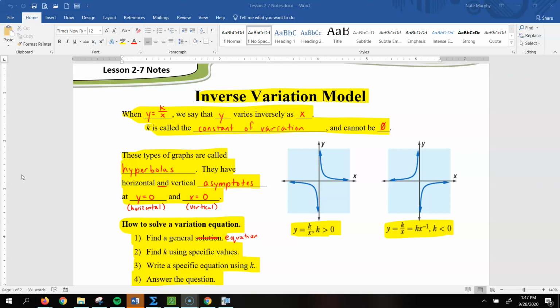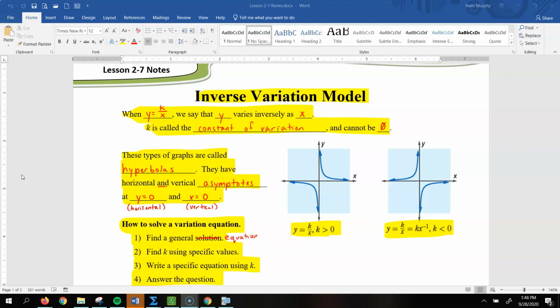But to start out with, when we have something in the form y equals k over x, the way that we phrase that is we would say that y varies inversely as x. And k is what we call the constant of variation. K is always going to be a number, so we wouldn't ever see k in our actual equations. We would see k being replaced with some kind of number. And we call that number k the constant of variation. And it can be any number except 0.